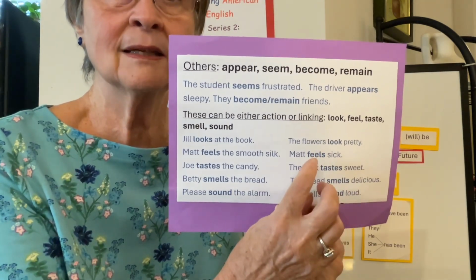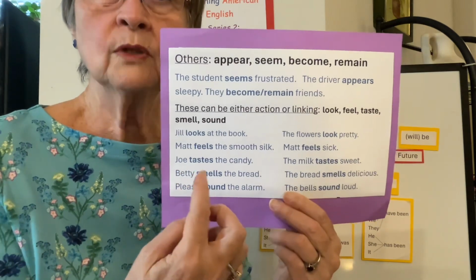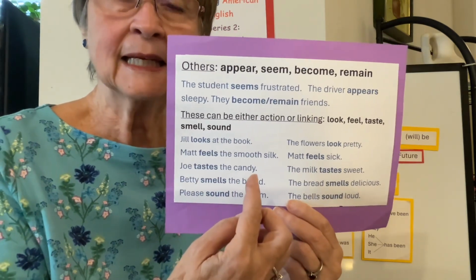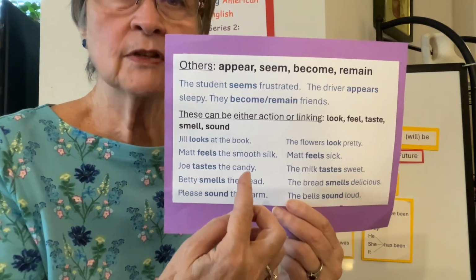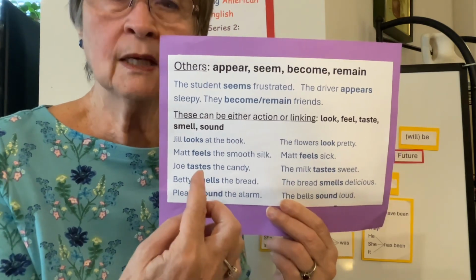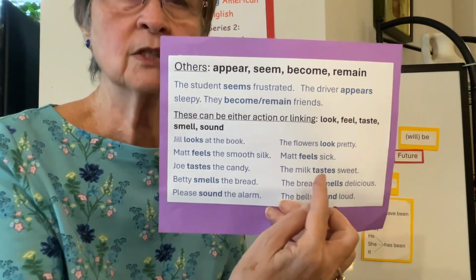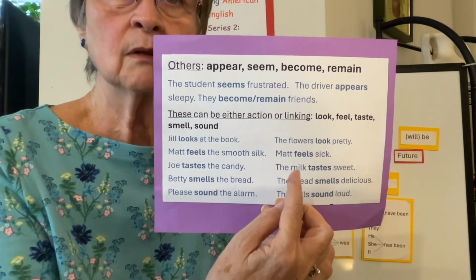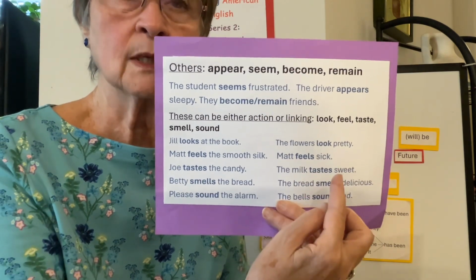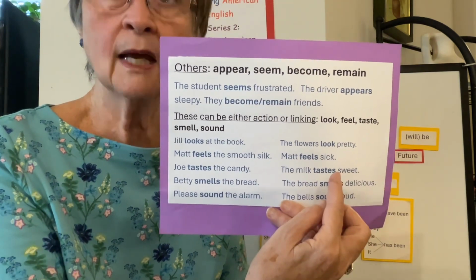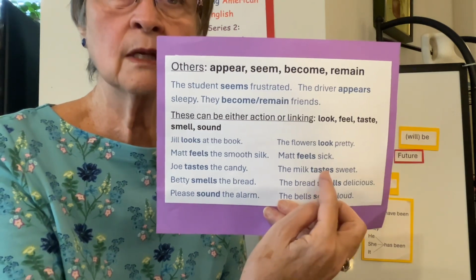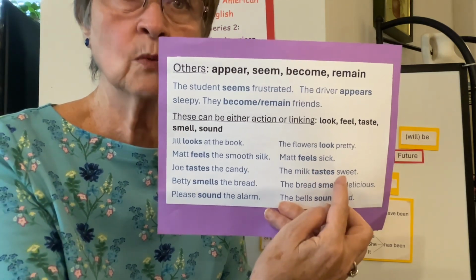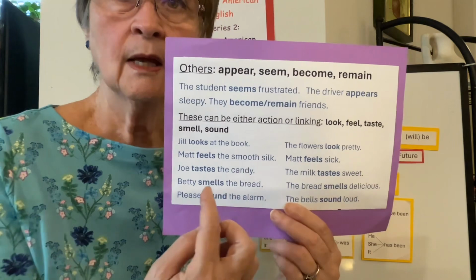Matt is sick. Joe tastes the candy. Joe and candy are not the same thing. This is what he's doing, so it's an action. The milk tastes sweet. Milk is sweet. I know because I tasted it. So this is a linking verb, and sweet describes milk.